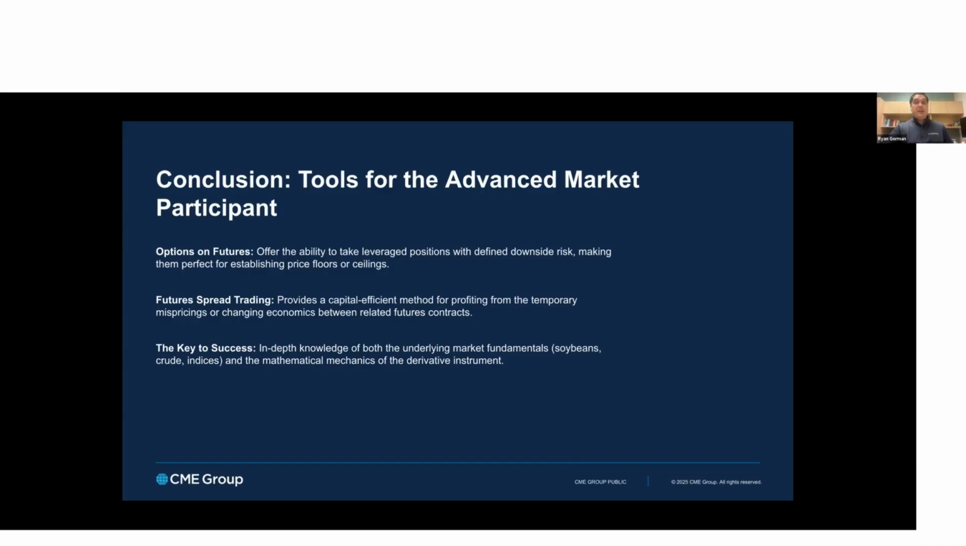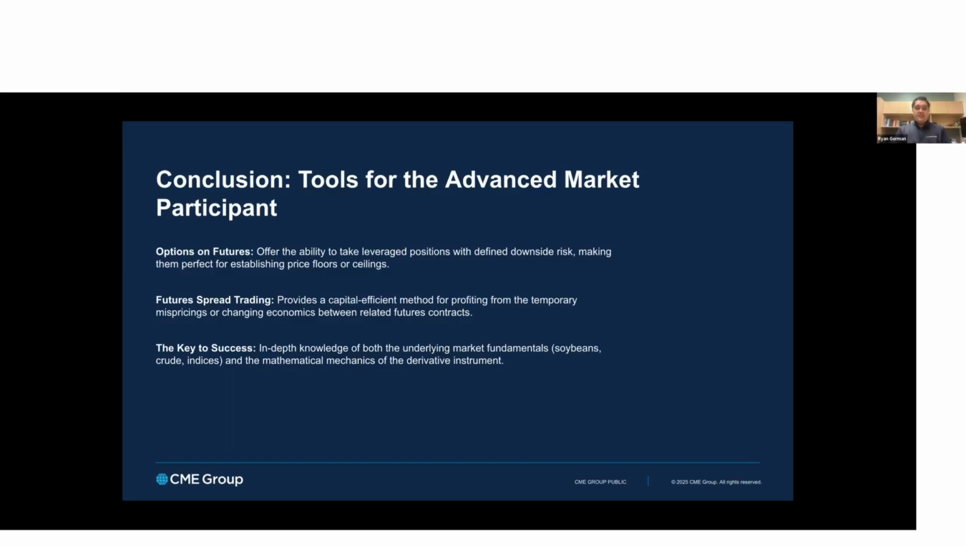So you can buy the S&P and sell the Nasdaq. What that's going to do is, instead of just buying the S&P, reduce the margin. It's going to reduce your overall risk for that trade, and it's going to let you sleep at night knowing, hey, worst case scenario, I'm going to be okay on this trade.